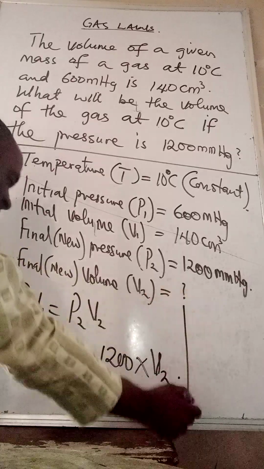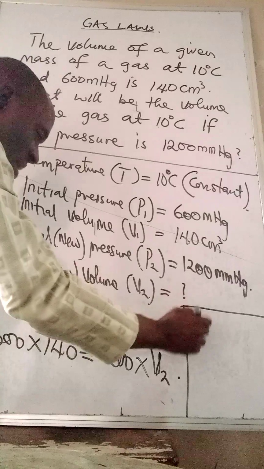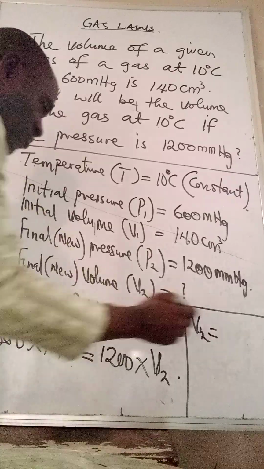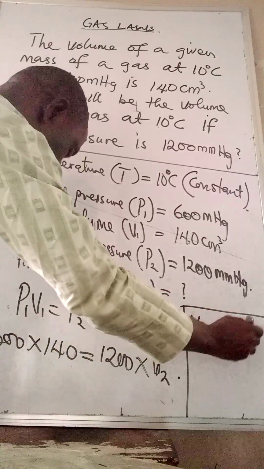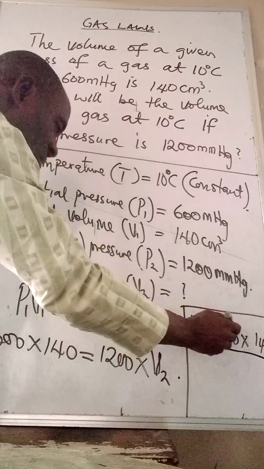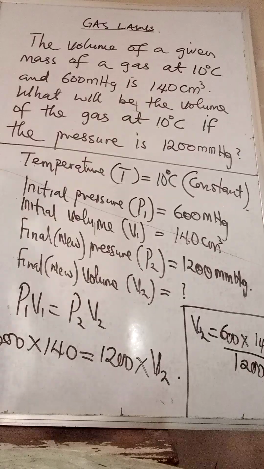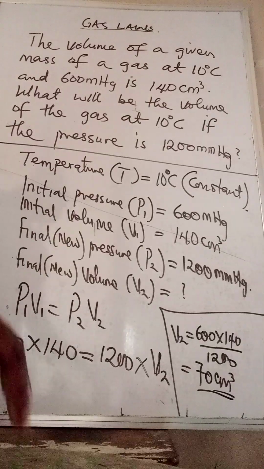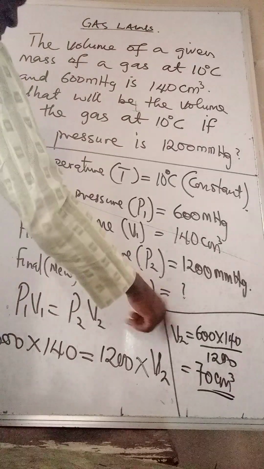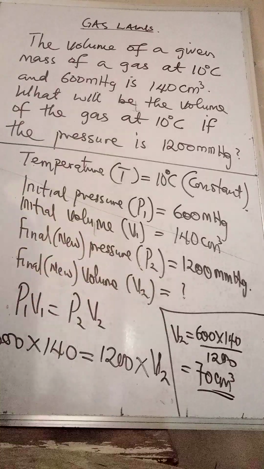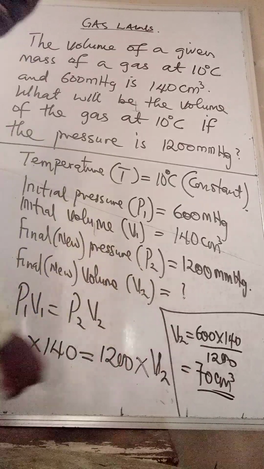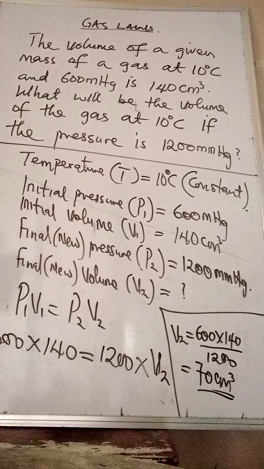So what will now be V2? By making V2 the subject, that will be 600 times 140, all divided by 1200. By dividing and cutting through, the new volume will be 70 cm3. That is the first example question on gas laws, basically on Boyle's law.